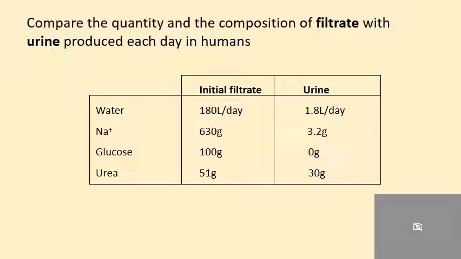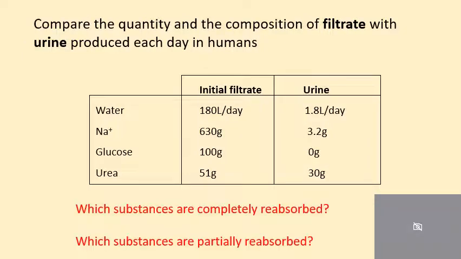To further that point, we can use this table to compare the composition of filtrate with the composition of urine. So we can use this table to answer these two questions. Which substances are completely reabsorbed and which substances are partially reabsorbed? So let's start with water. Water, it looks like, is partially reabsorbed. We filter 180 liters per day, but we excrete 1.8 liters per day. So most of that water gets reabsorbed, but not all of it.